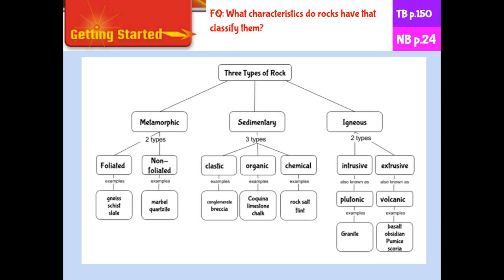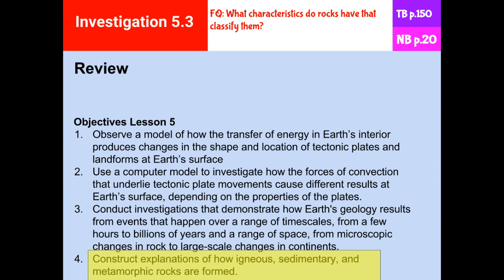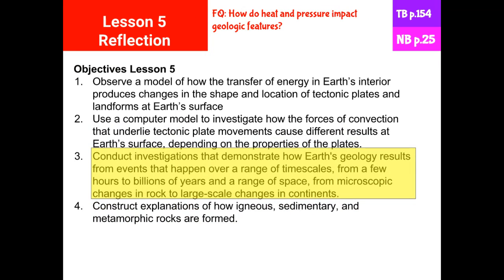And we're also going to look at your little tree diagram of rocks, with types of rocks at the top, metamorphic, sedimentary, and igneous, and then the different types and examples for each. And then we're going to review here, we're going to construct an explanation of how igneous, sedimentary, and metamorphic rocks are formed. If you haven't noticed yet, there's a theme to Lesson 5, and it's number 4, how igneous, sedimentary, and metamorphic rocks are formed.